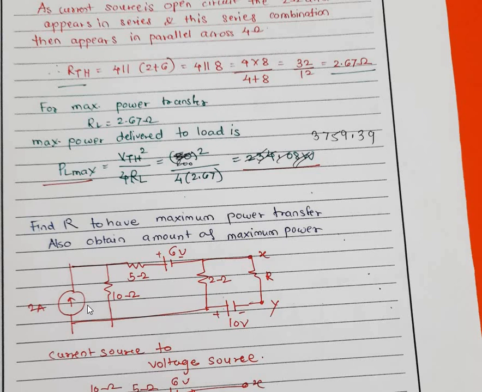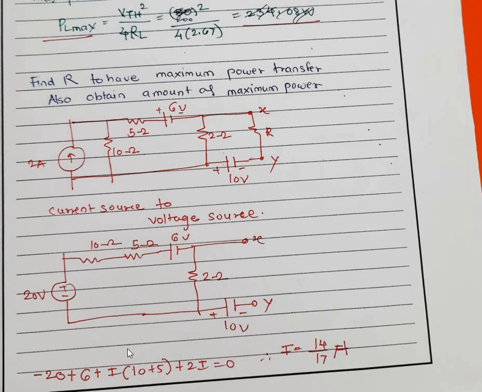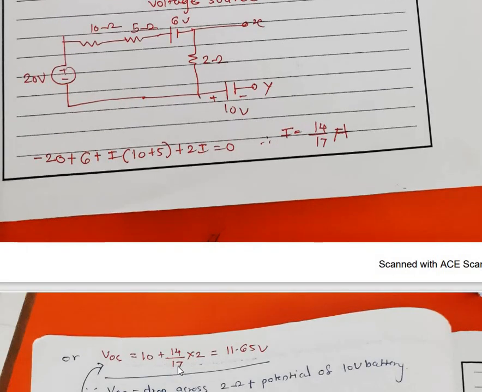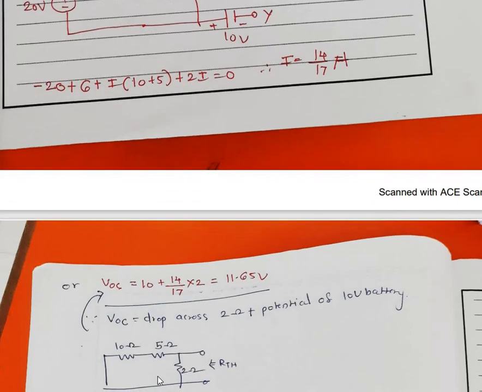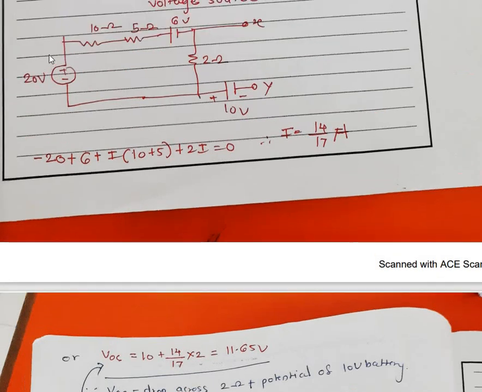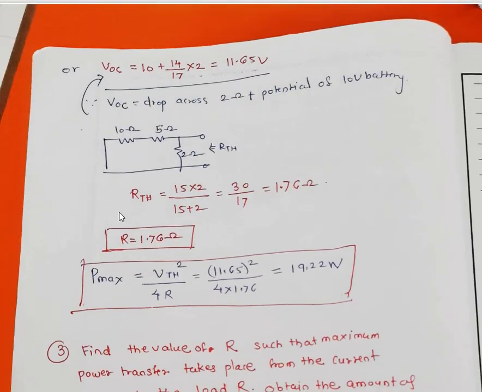Carefully see the example once again. This current source, first of all, we have converted into a voltage source. Then we have applied simple KVL. From that we have calculated I, and with respect to that I, the drop across this 2 ohm plus the 10 volt battery is going to generate the open circuit voltage across XY. And because in the problem we want to find R, R is nothing but RTH. So we shorted this battery while calculating the equivalent resistance. So 10 and 5 will be in series, and then that will be in parallel with 2, and that is nothing but RTH. That is our actual load R, and this is the maximum power.